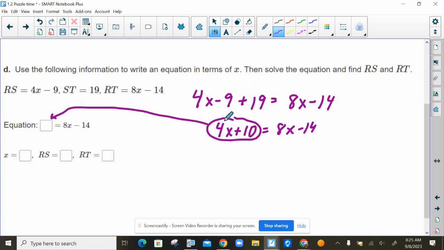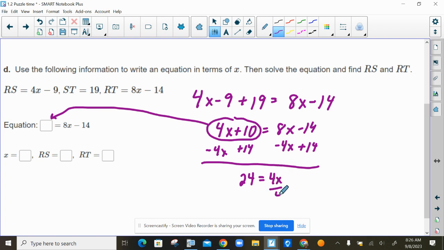Okay, so now we simply have to solve. I like keeping my x's positive, so I'm going to bring these x's over to the right side. I'm going to take my number and add 14 to both sides. So when I clean up, the x's on this left-hand side disappear. I end up with 24 on that side, and then this is going to add up to a 4x. I divide by 4, and we get x is 6. So we're going to put a 6 right here.